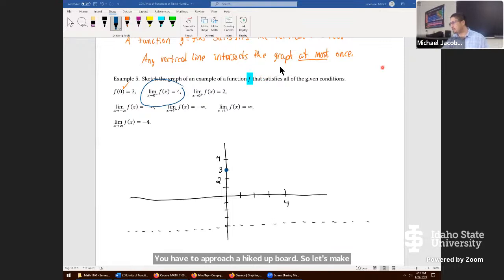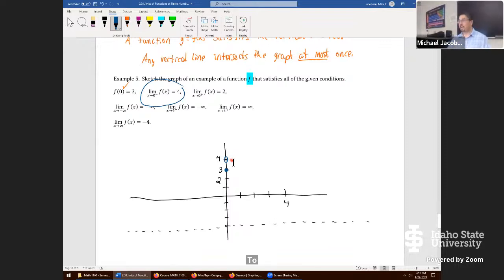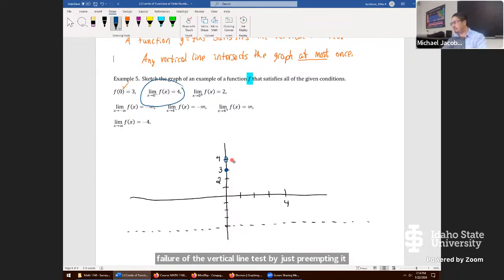First thing I would do is, if we're approaching a height of 4, it becomes extremely critical out of nowhere to put an open circle right here. We're trying to avoid a failure of the vertical line test by just preempting it. Make sure there's a circle, no failure. Then just let the curve approach that height, and we're all set. That's our first limit down. Does that make sense to folks on that limit there?